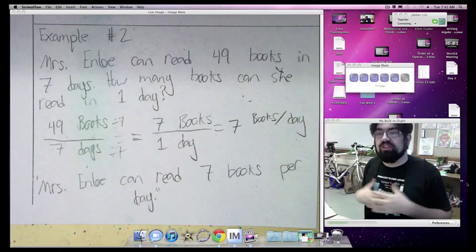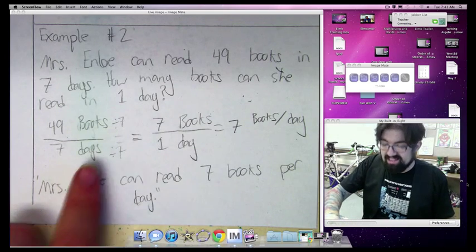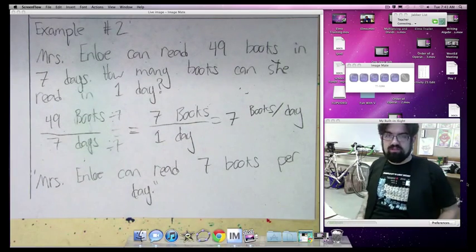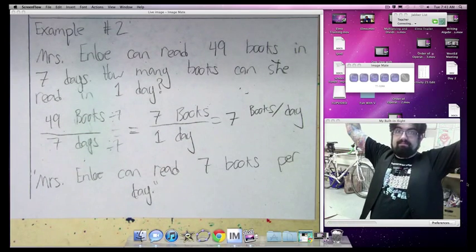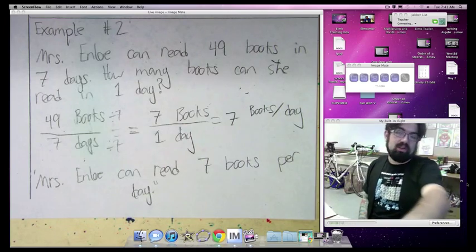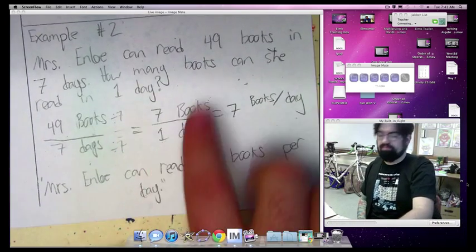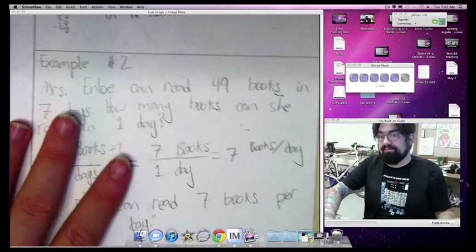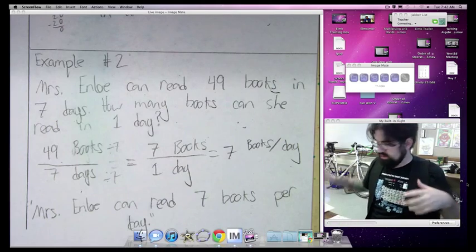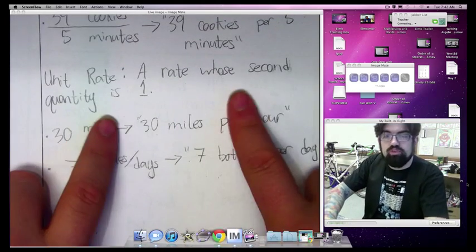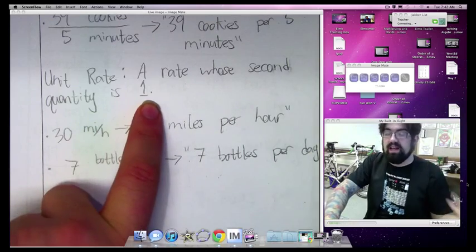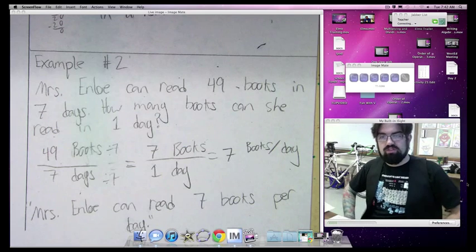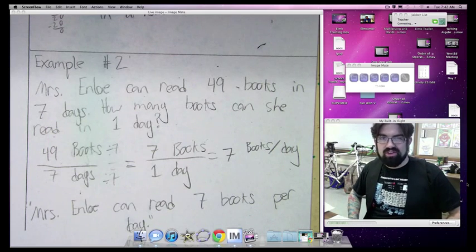That's literally this whole section. Make it a fraction, simplify it, make it look kind of fancy, and then write a sentence. That is the whole thing. Just make sure that this equals a 1 down there. See, both of them have a 1. Because it's a unit rate. Read it. It says a rate whose second quantity is 1. That's a unit rate. And that's the main thing. And that's it. That's unit rates. So, enjoy your day. See you next time.